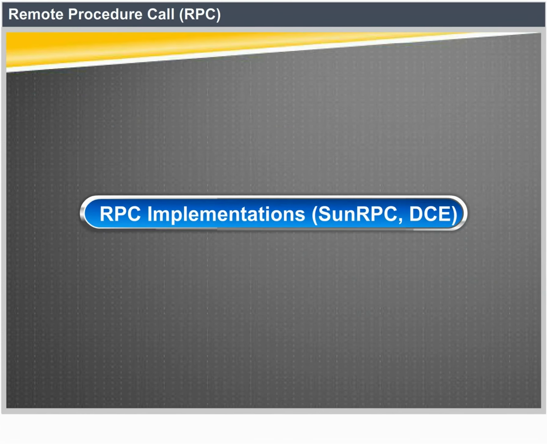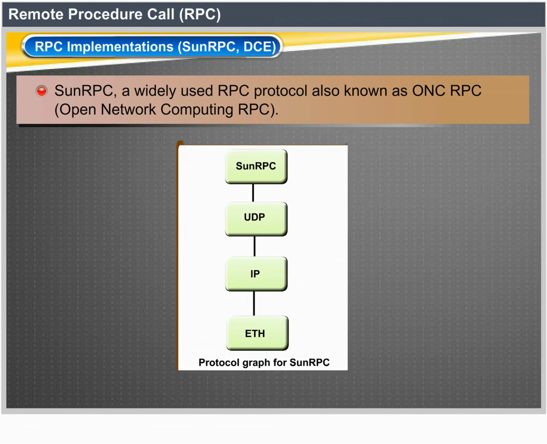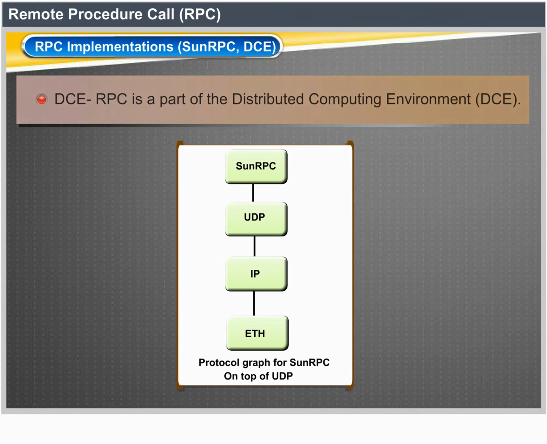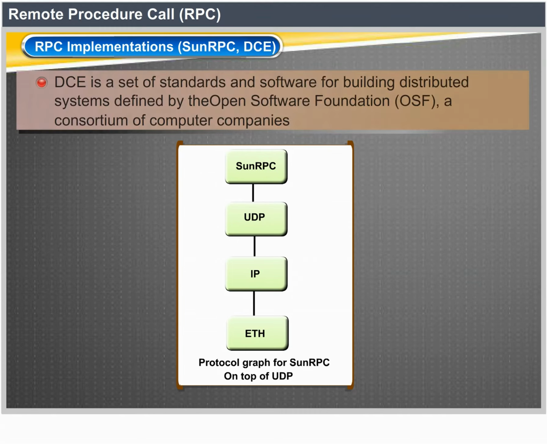RPC implementation: Sun RPC and DCE. Sun RPC is a widely used RPC protocol, also known as ONC RPC, Open Network Computing RPC. DCE RPC is part of the Distributed Computing Environment, DCE. DCE is a set of standards and software for building distributed systems that was defined by the Open Software Foundation (OSF), a consortium of computer companies.